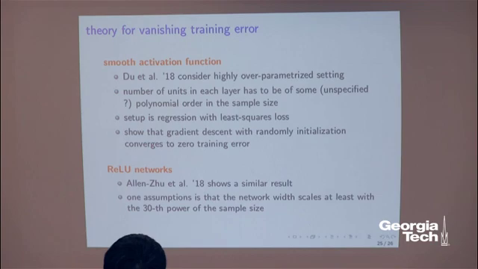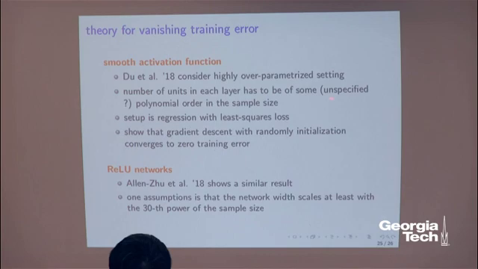There are some results which were uploaded on arXiv in November last year. One is by Du and Jason Lee and co-authors, and they consider a highly overparameterized setting where each layer has to be of polynomial order in the sample size. It's a bit the same as what we also had in our result, right? If you remember the estimation risk result, the width was also of polynomial order in the sample size, but here I think it's unspecified, so there's no good bound for that.